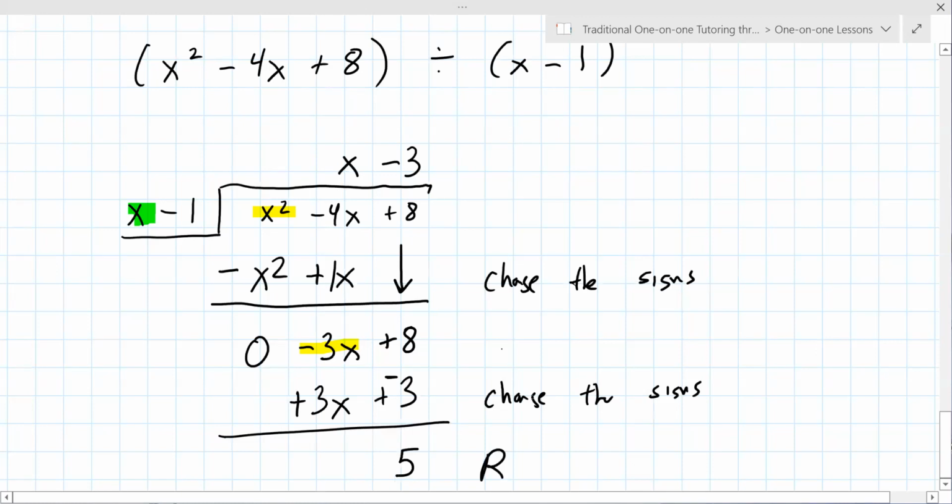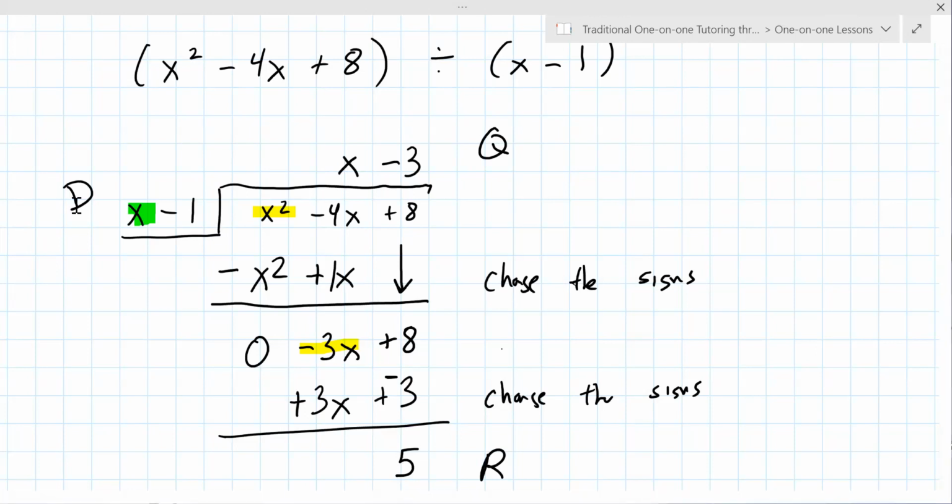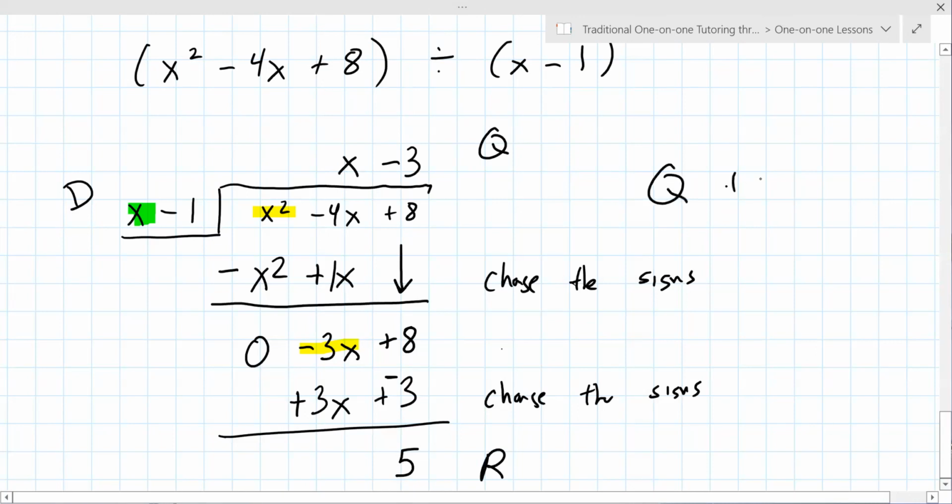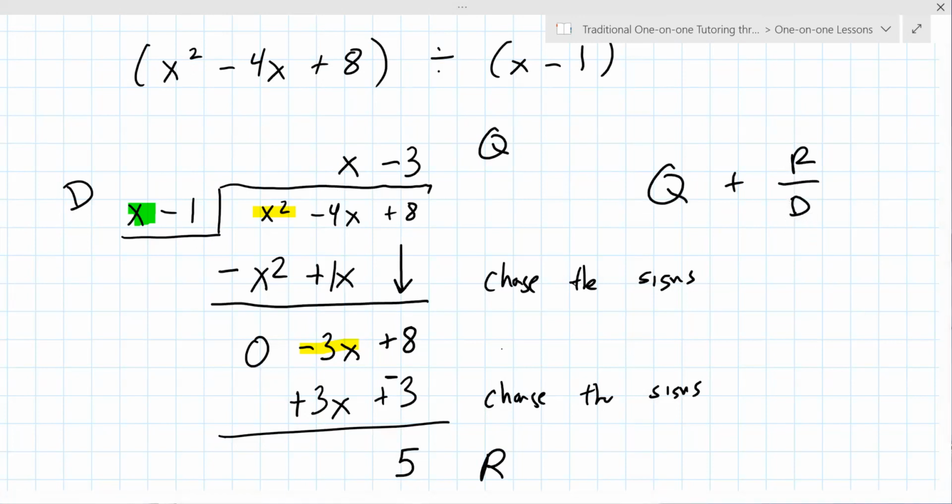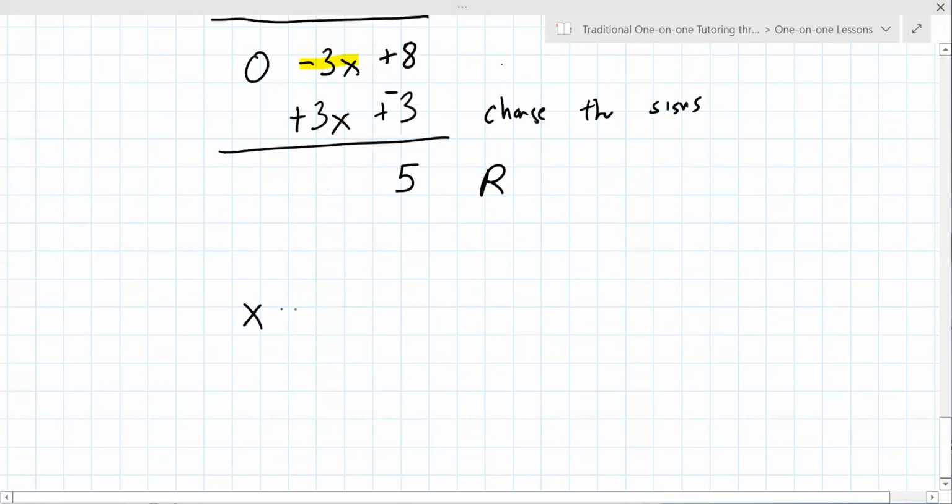5 is your remainder. This is your quotient, and this is your divisor. I don't have a good way to remember that. Check the internet. All right, so Q plus R over D. And that's important. You got to be able to write it that way. So it's x minus 3. The way you write it is x minus 3 plus 5 over x minus 1.